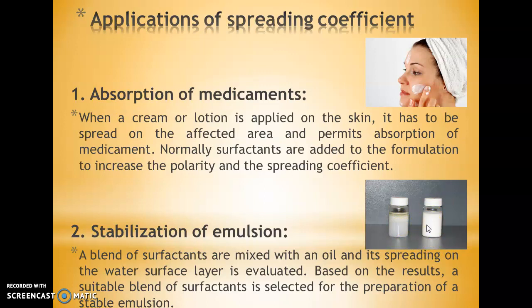Normally a blend of surfactants is used in the preparation of an emulsion. A single surfactant does not provide the HLB value required for stabilization of the emulsion. To overcome that, we use a blend of surfactants.